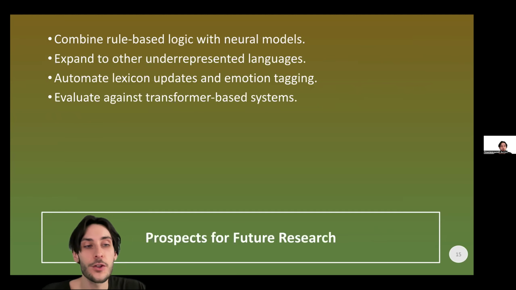And let's talk about the future. Next steps include hybridization with deep learning models, automatic lexicon enrichment, and expansion to other Slavic languages. Incorporating real-time adaptation mechanisms and additional emotional dimensions such as joy, anger, or fear is also planned. Benchmarking against advanced models like GPT-4 or multilingual BERT will help validate its broader applicability.